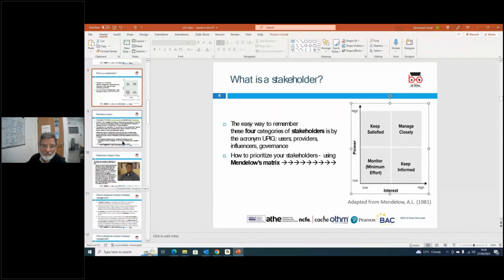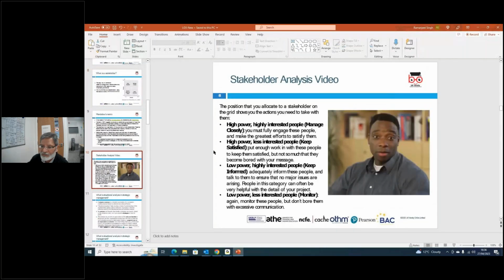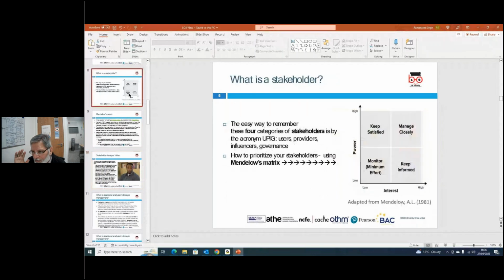This Mendelow's quadrant tells you where your power lies, where your analysis lies. So you can split your stakeholders into these quadrants. That's what the quadrant explains. So there are two extremes. One with very high power but low interest. Then you have low interest and low power. Then you have high power and low interest, and so on.